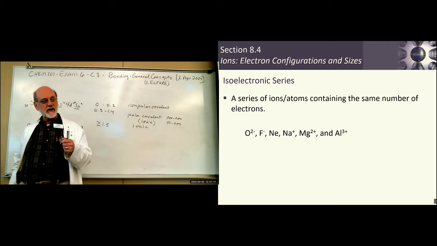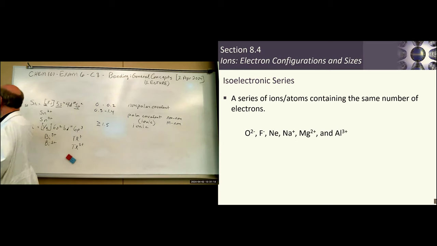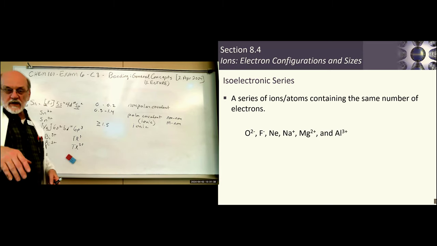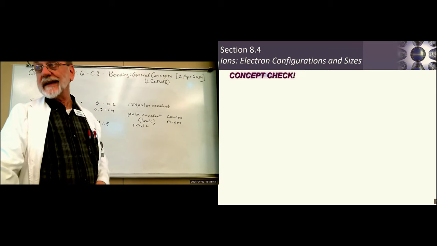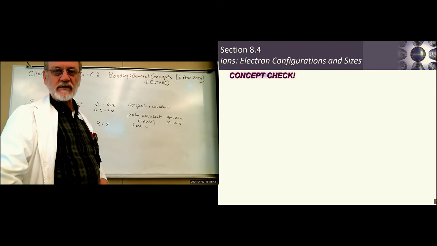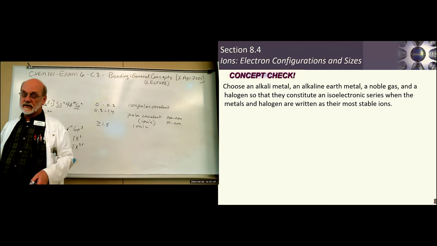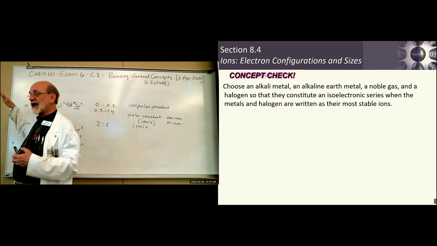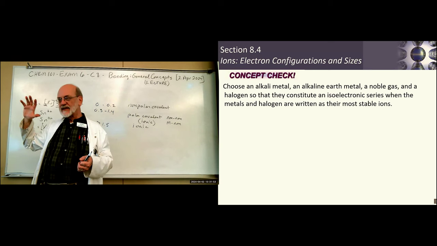Fluorine gets there by adding 1 electron. Oxygen gets there by adding 2 electrons, right? 1, 2. And sodium, magnesium, and aluminum get there by losing electrons. So sodium would lose 1 electron and look like neon. Magnesium would lose 2 and look like neon. Aluminum would lose 1, 2, 3. It looks like neon. So all of their electronic configurations are identical and they look like neon. That's an isoelectronic series. Now you can have an isoelectronic series without approaching a noble gas configuration, but that's the easiest one to understand.